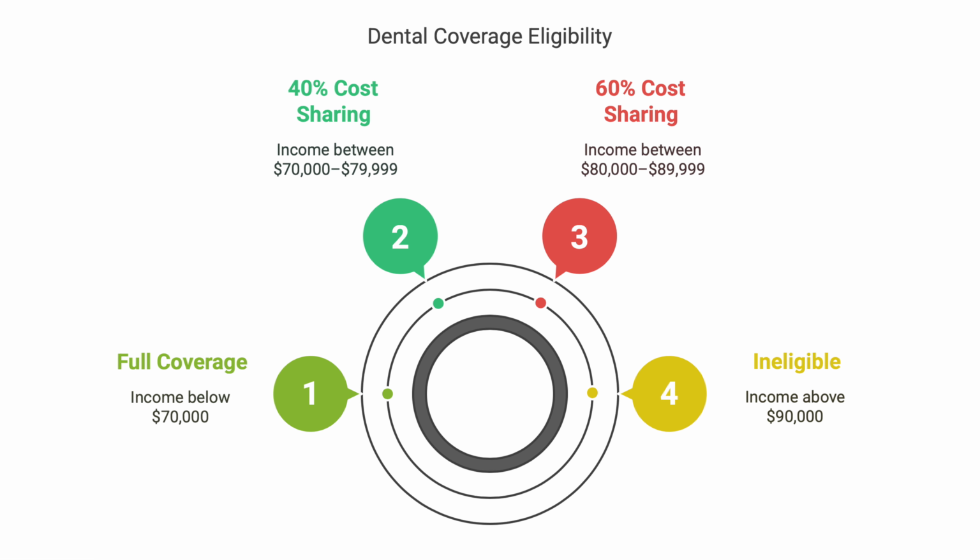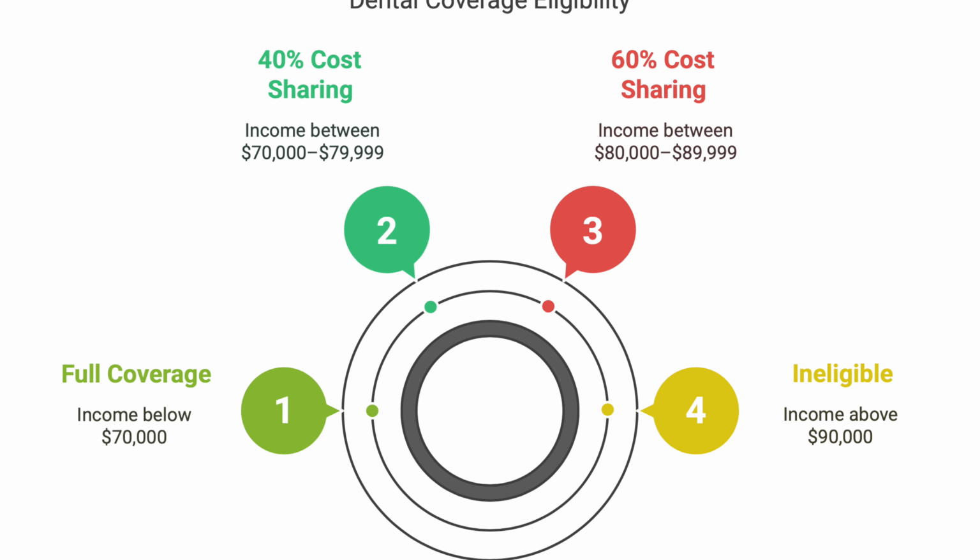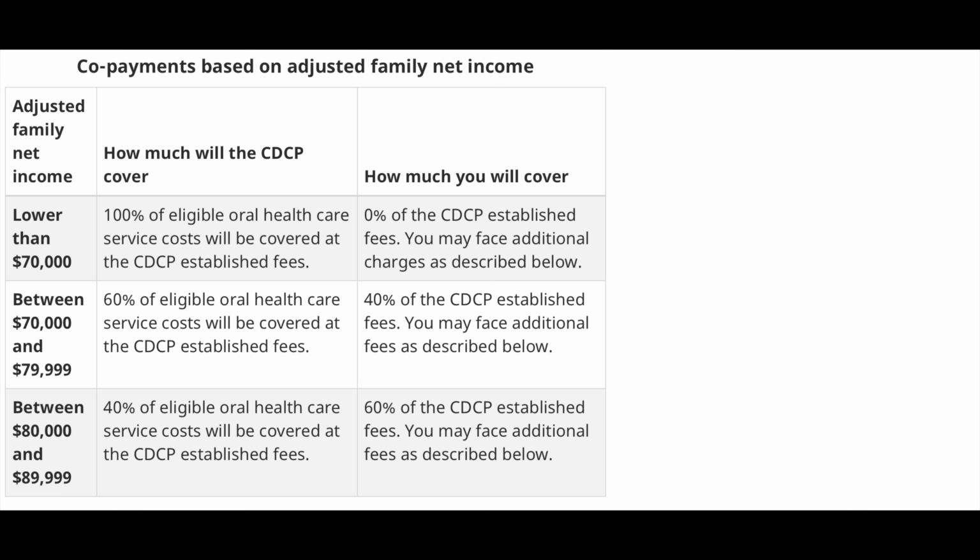Fourth, your household income must be below $90,000. If your income is below $70,000, you will get full coverage. If your income is between $70,000 to $79,999, you will pay 40% of the cost. If your income is between $80,000 to $89,999, you will pay 60% of the cost. Above $90,000, you are not eligible for this plan.